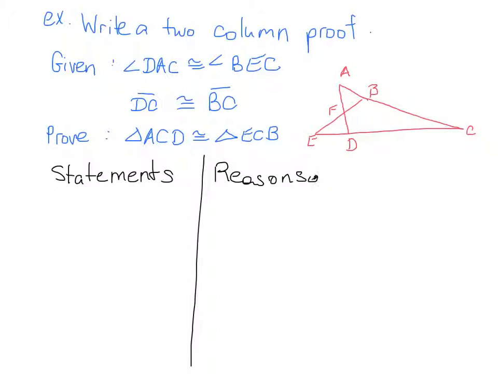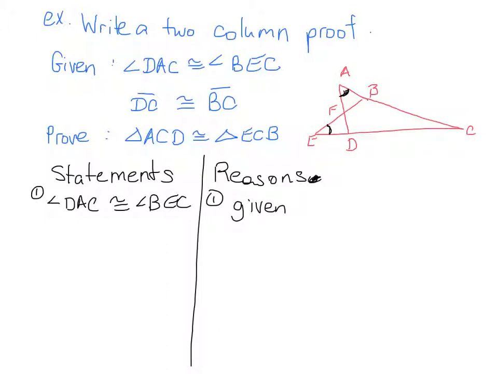Okay, so the first thing we always start off with in our 2-column proof is our given statements. So our first statement is that angle DAC is congruent to angle BEC. And since it's not marked on our diagram, let's go ahead and mark it. So angle DAC, which is this guy right here, is congruent to angle BEC, which is this guy here. So those 2 are equal in measure. They're congruent. And the reason we know this is because it is given. And we always, again, start with the given stuff.